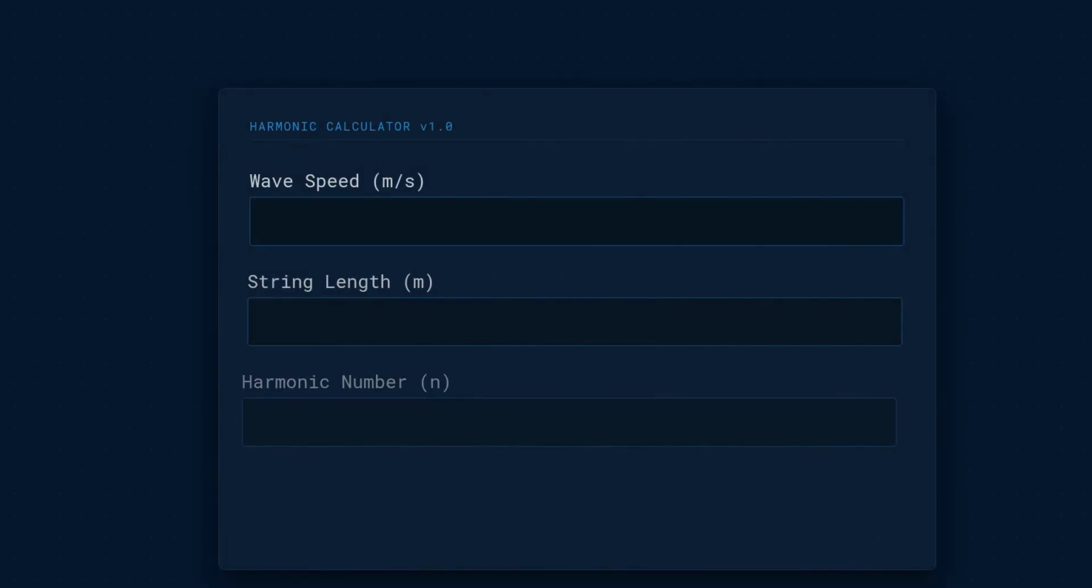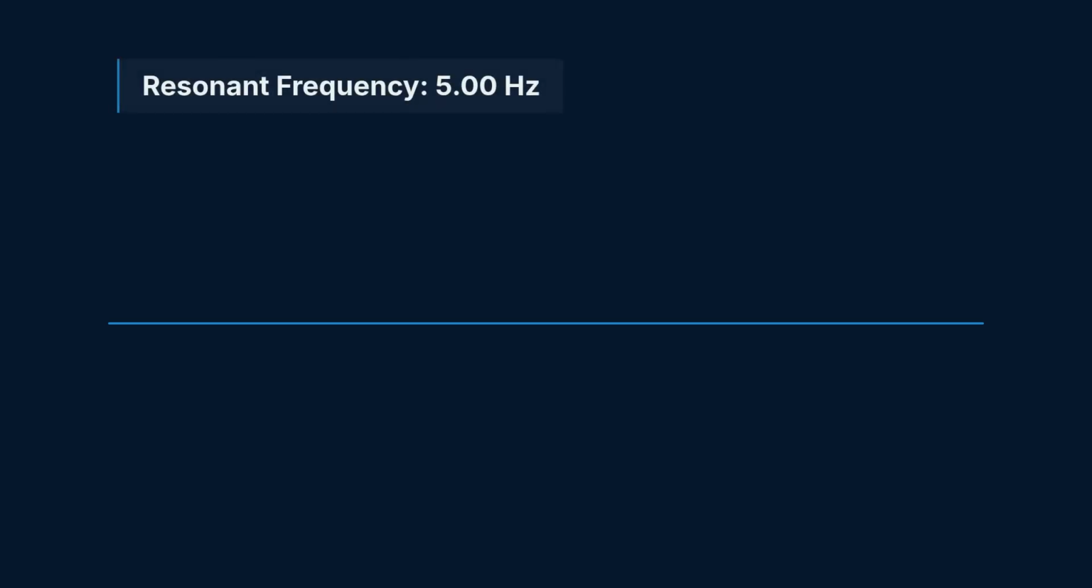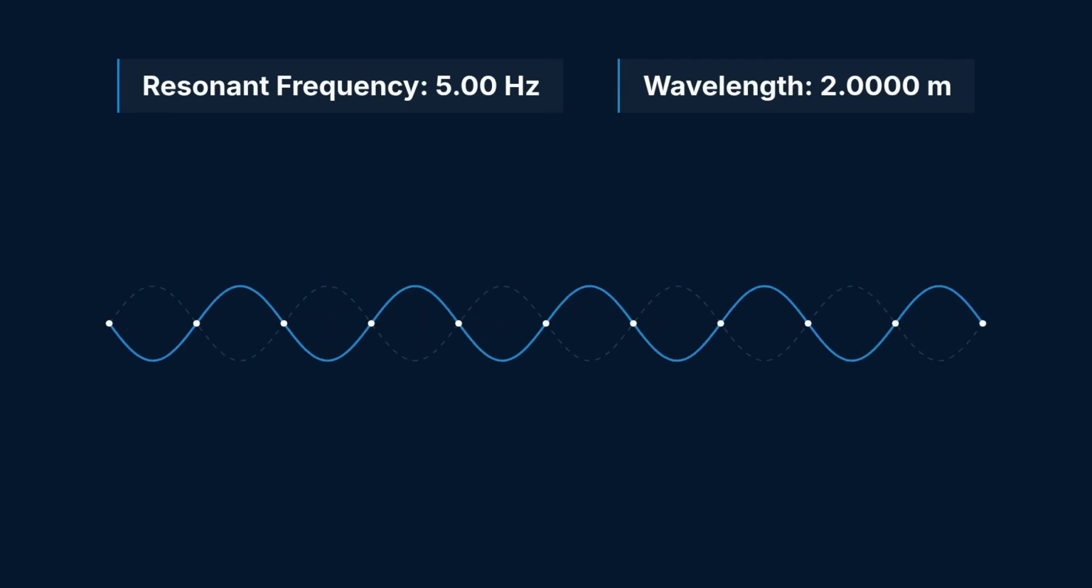For our example, I'll enter wave speed equals 10 meters per second, string length equals 10 meters, and harmonic number equals 10. After clicking Calculate, the results show resonant frequency equals 5.0 hertz and wavelength equals 2,000 meters.